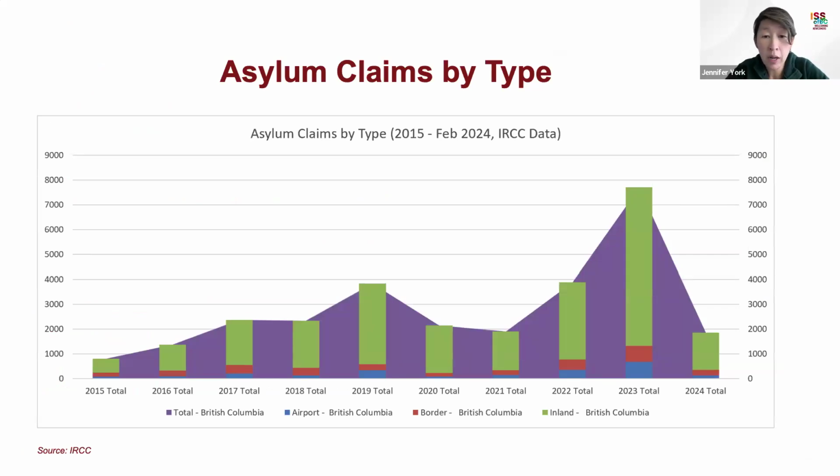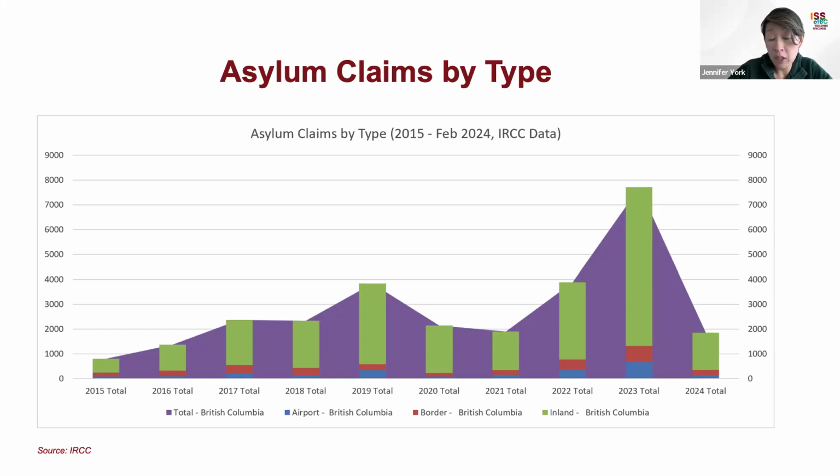So the purple is the total. The blue is the number of asylum seekers who've come through the airport in British Columbia. The red is through the border, and the green is through inland. And as you can see, inland is the higher number. A lot of asylum seekers make claims through inland. As you can see, there has been a substantial growth, especially in 2023.